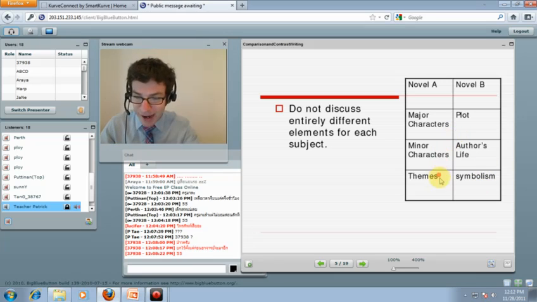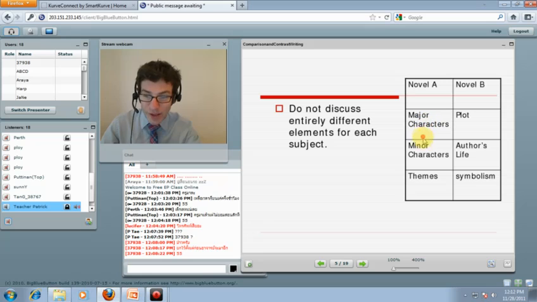Look at this little diagram we have here. One side we have major characters, minor characters, themes. The other side we have plot, author's life, and symbolism. Those are all interesting things, but that's not what you want to talk about. Let's go back to the last slide.